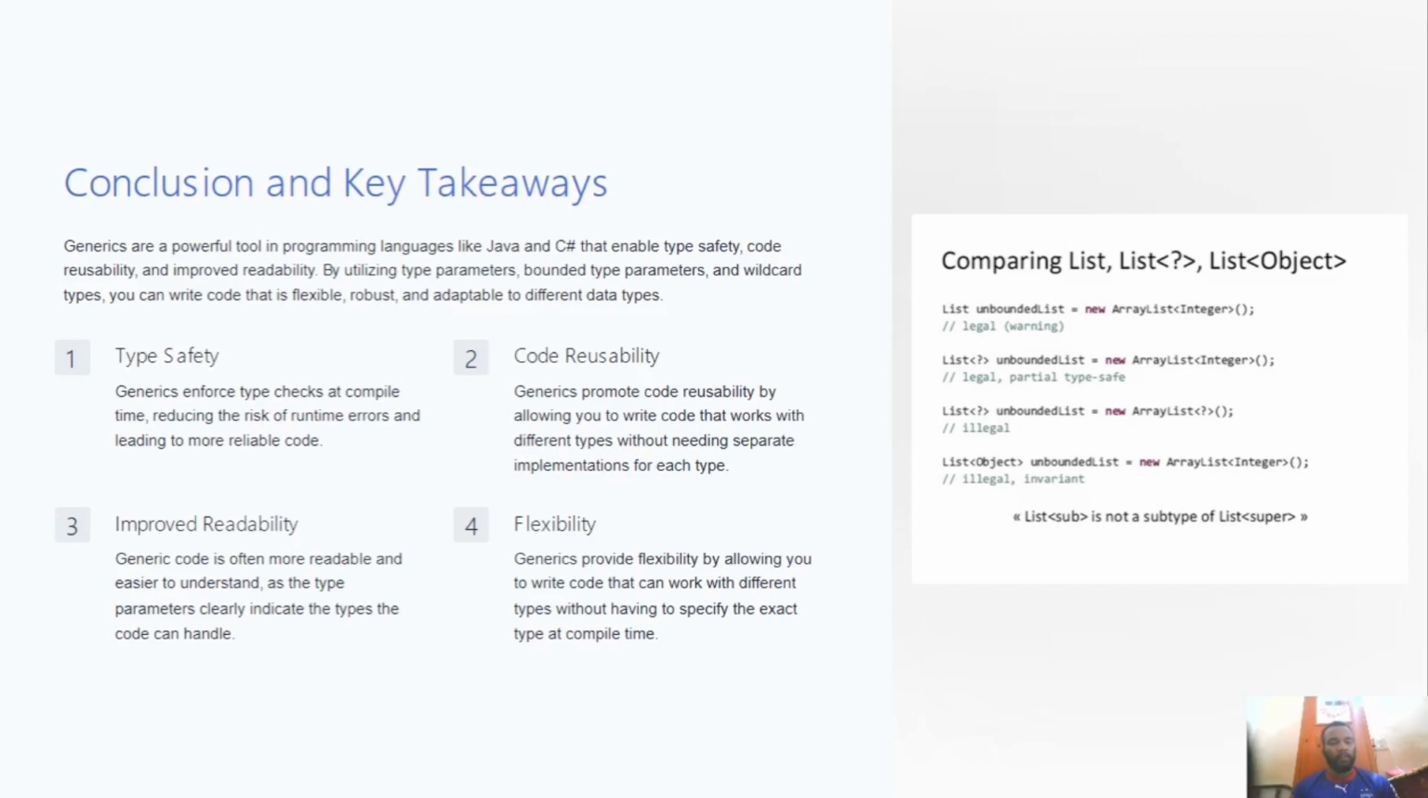reducing the risk of runtime errors. Code reusability. Generics promote code reusability by allowing you to write code that works with different types without needing any separate implementation for each type. Improved readability. Generic code is often more readable and easier to understand, as the type parameters clearly indicate the types of data the code can handle. Flexibility.